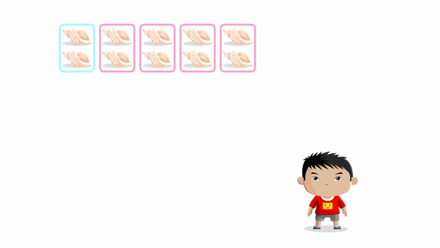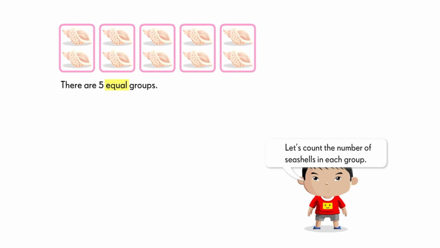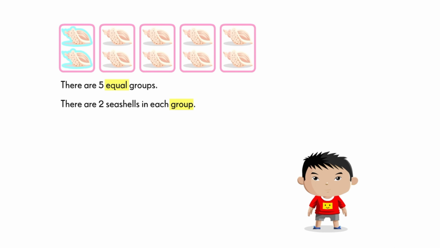1, 2, 3, 4, 5. There are 5 equal groups. Let's count the number of seashells in each group. There are 2 seashells in each group.